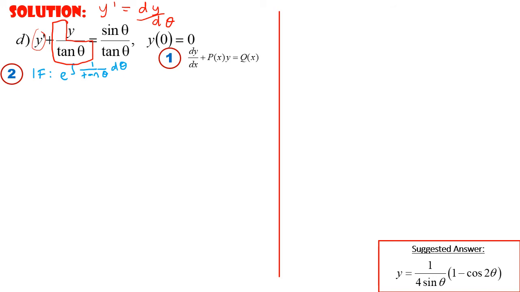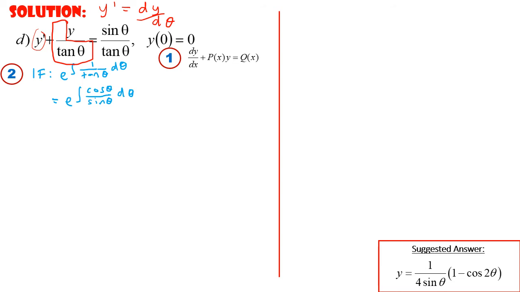And the question here, how do we integrate 1 over tangent? Remember the previous video, to integrate tangent we will use, yes, the substitution method. So in order to do that, we have to change tangent first to sine over cos. So how about 1 over cos? Sorry, 1 over tangent. So 1 over tangent will be cos over sine.